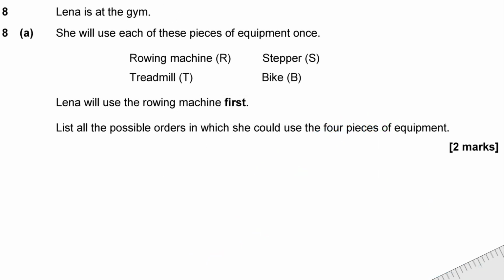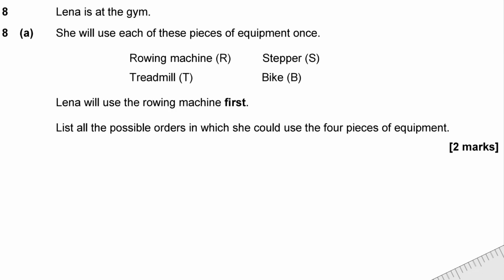Question 8. Lena is at the gym. Part A says she will use each of these pieces of equipment once: a row machine, a stepper, a treadmill, and a bike. Lena will use the row machine first. List all the possible orders in which she could use the 4 pieces of equipment.